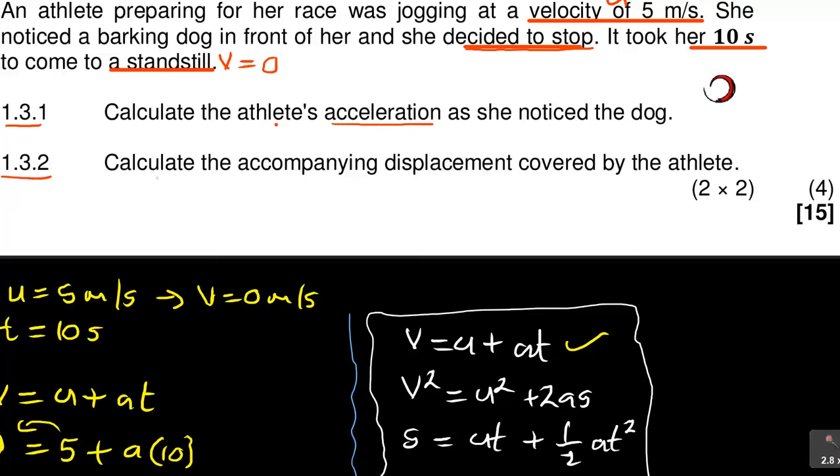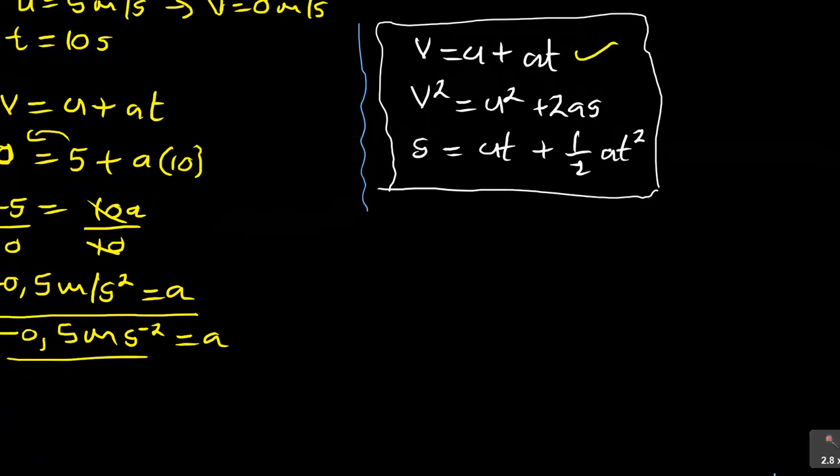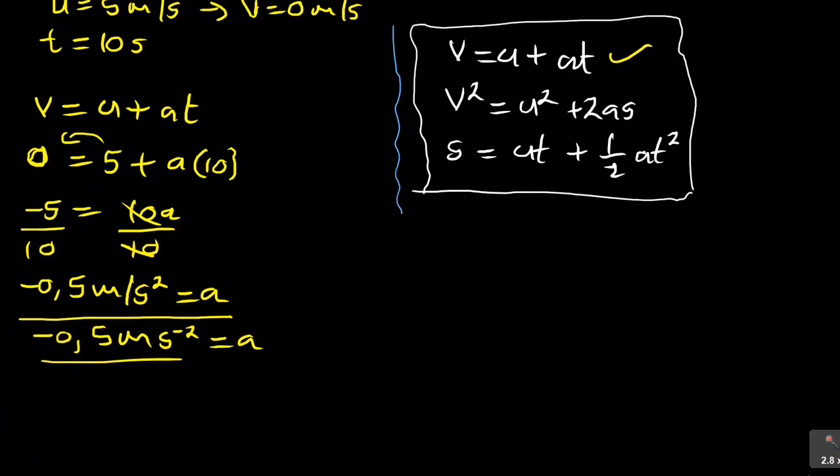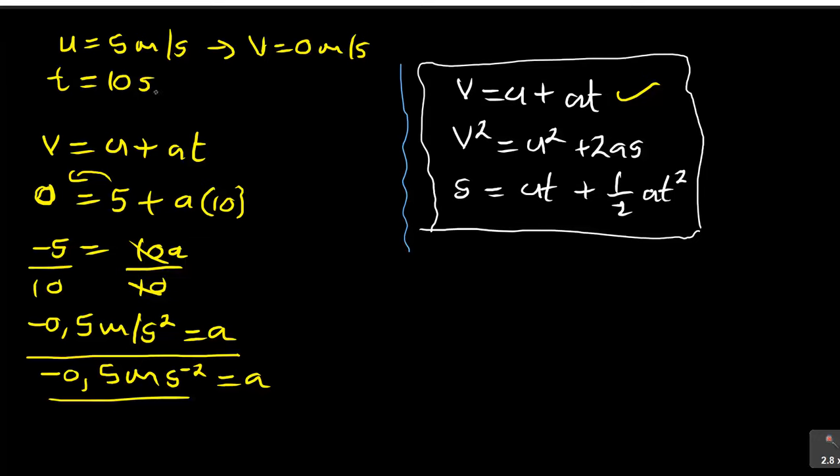1.3.2, it says calculate the accompanying displacement covered by the athlete. So the accompanying displacement, meaning we're looking for S. At this stage, let's look at the information here. We have time, we have U and V, and now we have acceleration A as well. So we can use that. Let's use the first one there, V squared.